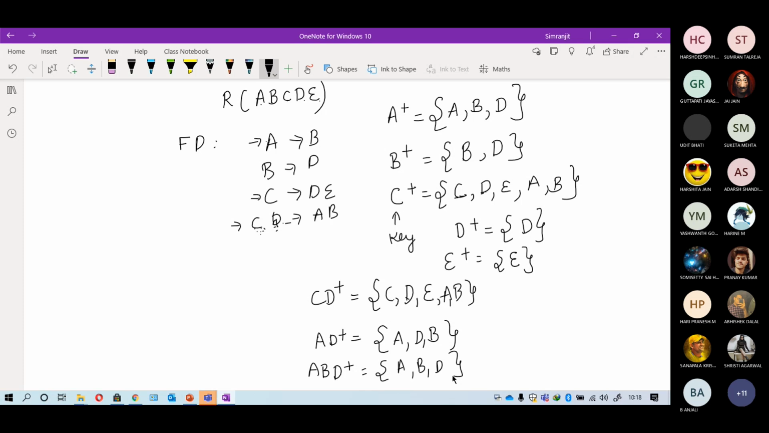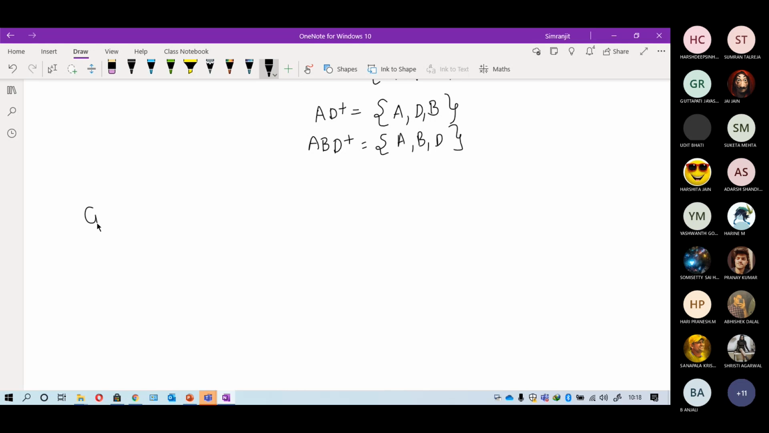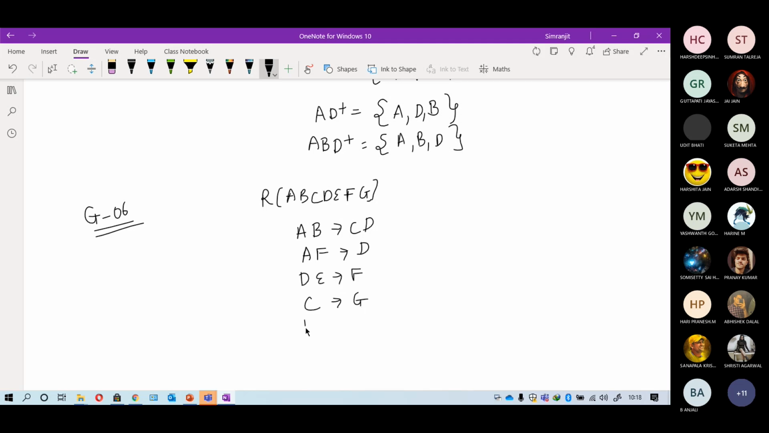Okay. So now this is a GATE question. GATE 2006. I think you can easily solve it if you understand this. You are given a relation A, B, C, D, E, F, G. These are the attributes. The functional dependencies are AB tends to CD, AF tends to D, DE tends to F, C tends to G, F tends to E, and G tends to A. They are asking about CF plus, BG plus, AF plus, and then AB plus.